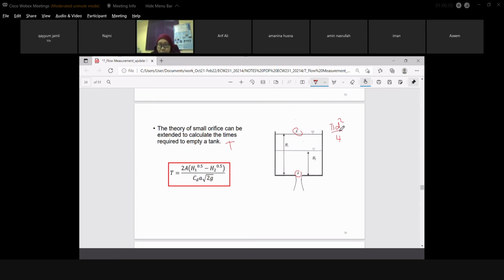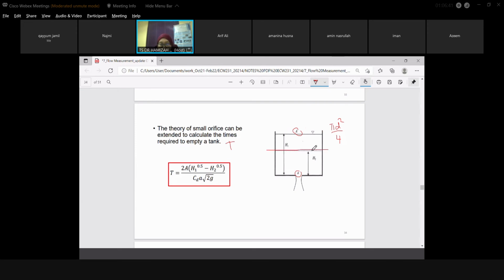Okay, so this capital A is the area of the tank, and smaller a is the area of the orifice. The formula for time T equals 2 times area of tank, multiplied by H1, the height of the full tank, minus H2. H2 is the level of water that we want to lower to. For example, we want to clean up the water up to this line.